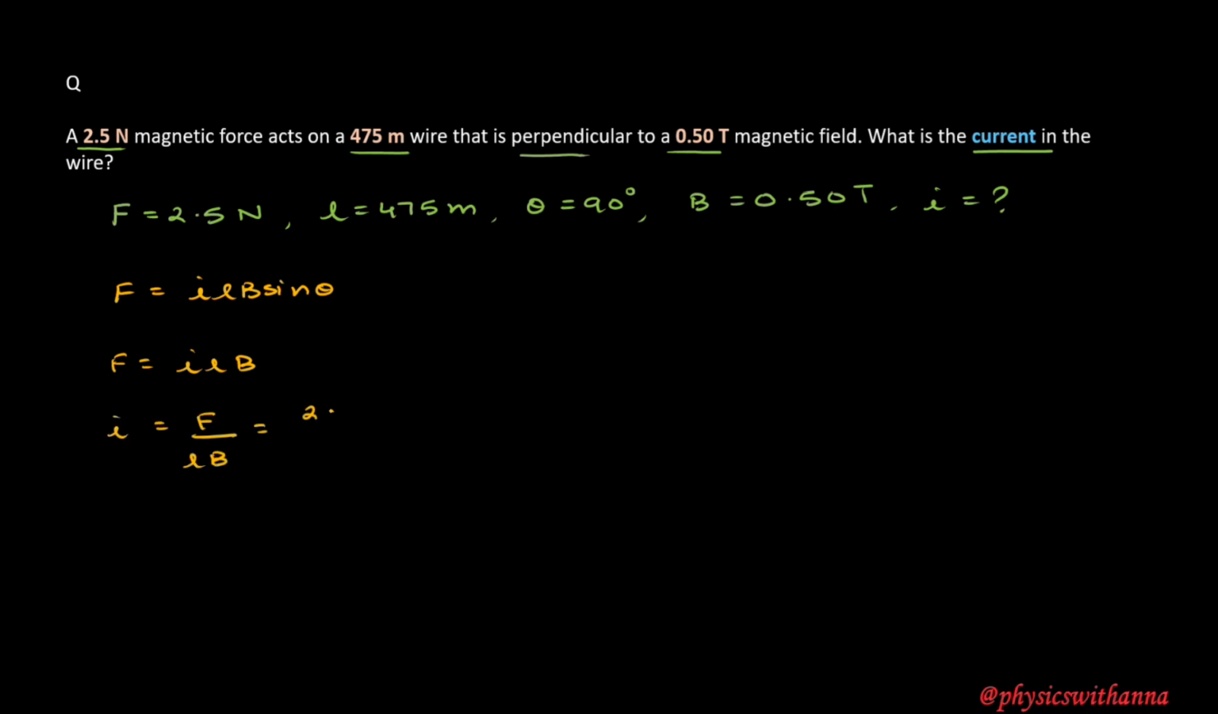F is 2.5. Length of the wire is 475. Magnetic field is 0.5. And when you solve this, you get the current I to be equal to 0.0105 ampere, or you can just round this off to 0.011 ampere.